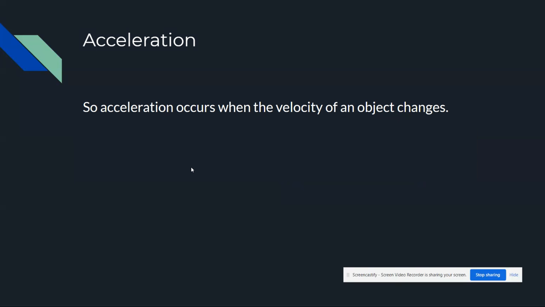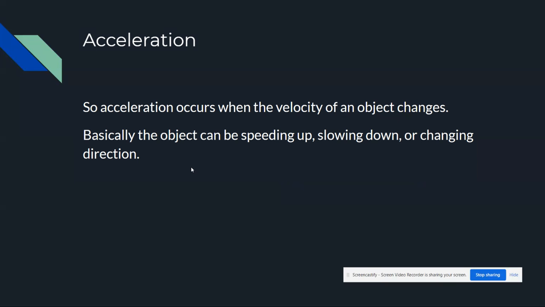So when does velocity change? Well, we talked about it's when an object speeds up. It's increasing its speed. It's going faster. It's gaining more distance over time. When it slows down or when it changes direction, that is when acceleration occurs.